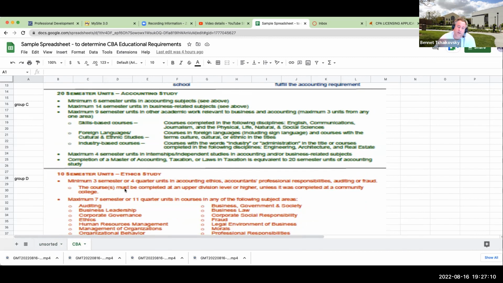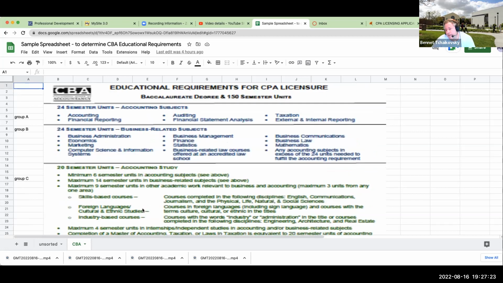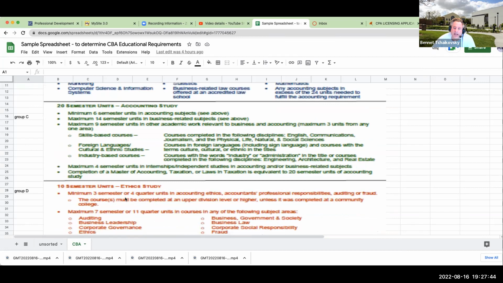The other part of this is, if you have a master's degree, then what it would really come down to is, well, if my master's degree was 30 semester units, would I then need to, obviously the accounting subject shouldn't be a problem if you took 30 units of accounting. It would just be if you had from your other studies, like the business related subjects, and then if you have the ethics study requirement that's down here.